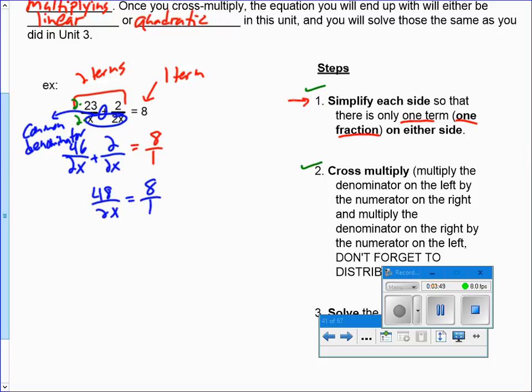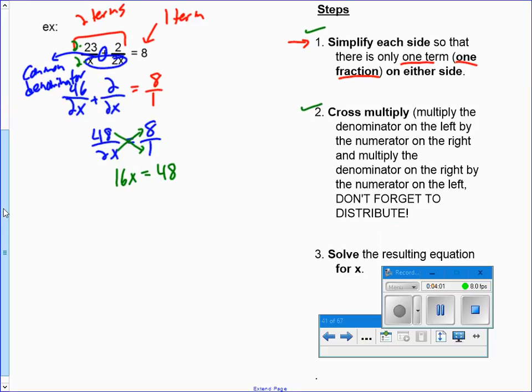Step 2 is going to be to cross multiply. So I'll multiply the 2x by 8, multiply the 48 by 1. Remember, if there was more than one term in either the numerator or denominator, don't forget to distribute, multiply everything by everything. Last thing is we're left with a linear equation: 16x equals 48. So my last step is going to be to divide and solve this equation. And we get x equals 3.